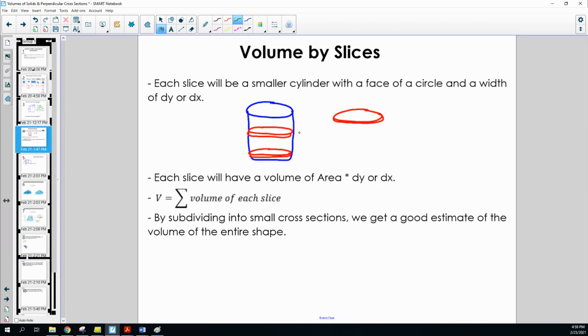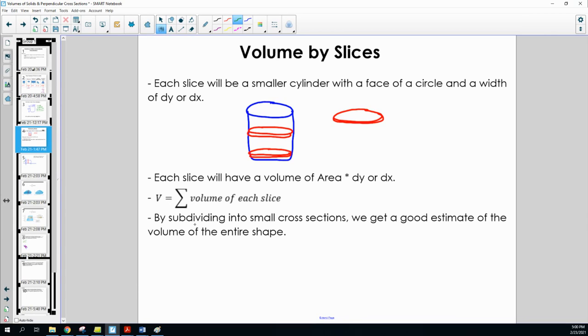If we look at this cylinder that we have here, each slice, these red little discs, and again, sorry for my drawing, these are little slices, and the slices have a face of a circle and a width of dy or dx. The width can change depending on whatever it's going to be, so we call that dy or dx. Each slice will have a volume of the area of the face of the shape times dy or dx, which is going to be the width.